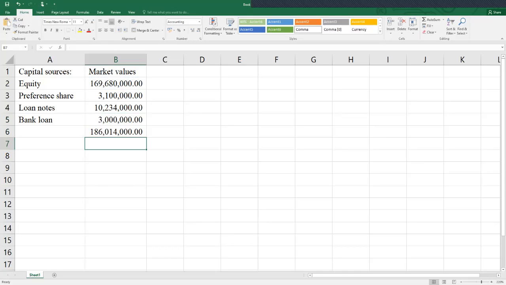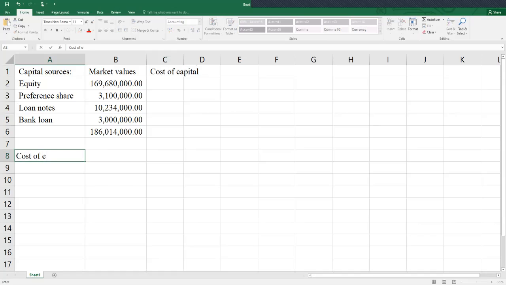Okay. Next, we get the cost of capital from each one of them. So maybe here you may require workings. You can begin here again with the cost of equity. So here we get the cost of equity.